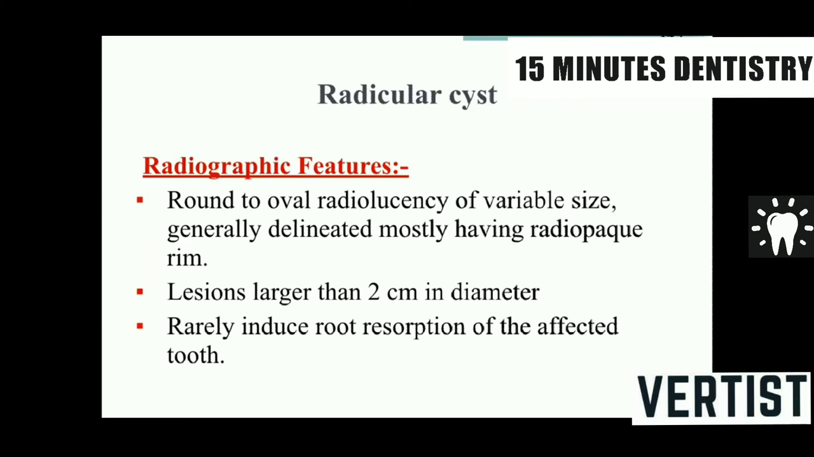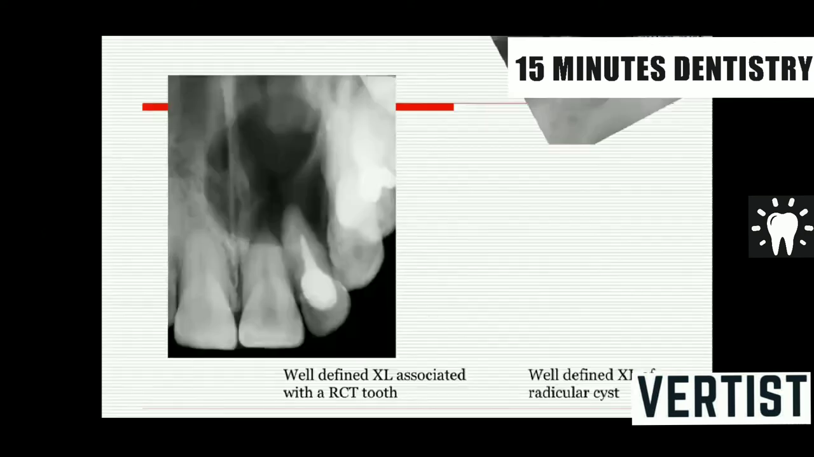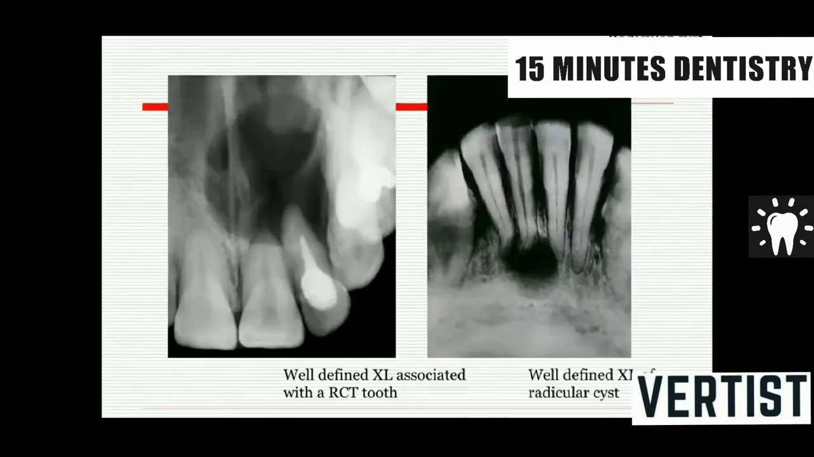Radiographically, there is a radiolucency associated with the non-vital tooth, and this radiolucency should be larger than 2 centimeters. If it is less than 2 centimeters, then it could be called a periapical granuloma. So there is a large radiolucency associated with this non-vital, root canal filled tooth, but this root canal is incompletely filled. So maybe there is recurrence and there is cyst formation.